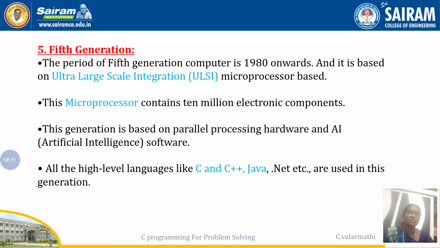What is the technology they are using now means ULSI, that is ultra large scale integration. Okay, it is an advanced version of VLSI. So VLSI is very large scale integration, but we are using a more powerful technology. So we are using ultra large scale integration, ULSI, and if you take one ULSI microprocessor, it contains 10 million electronic components. So if you take one ULSI chip, it nearly contains 10 million electronic components. That is the most prominent and powerful technology we are using as of now.